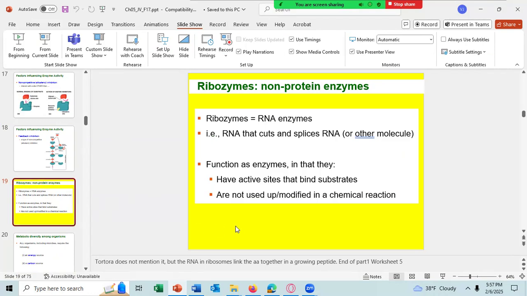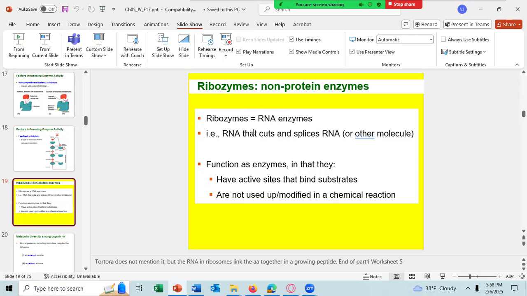If not, let's talk about ribozymes. Ribozymes are a non-protein enzyme. Most enzymes are made up of protein, and it's the protein that makes the enzyme. But there are a few enzymes which are not made up of protein. They are made up of RNA. And we have a name for that, ribozymes. All it means is it's an RNA enzyme. The RNA molecule itself can splice RNA. So RNA is acting as an enzyme.